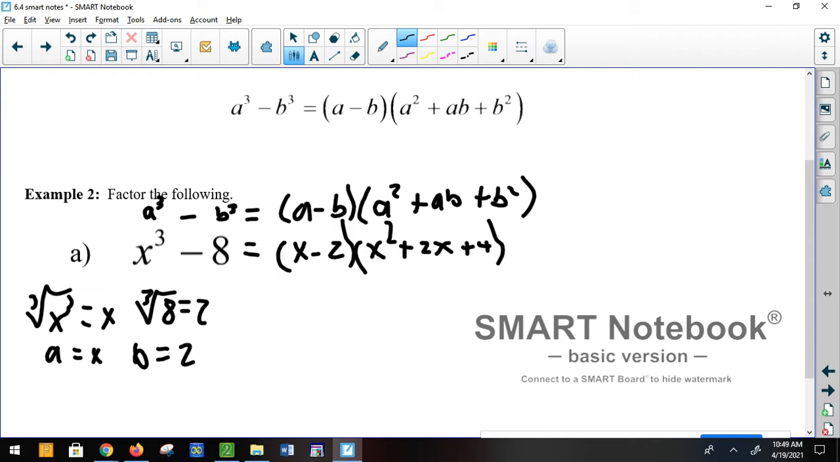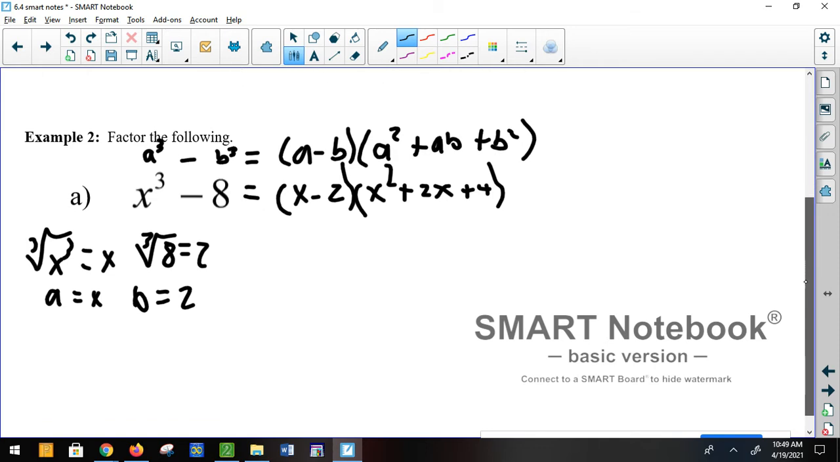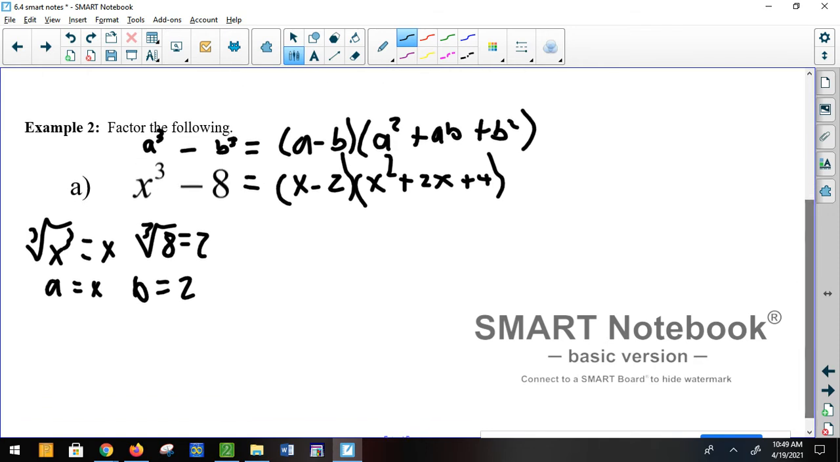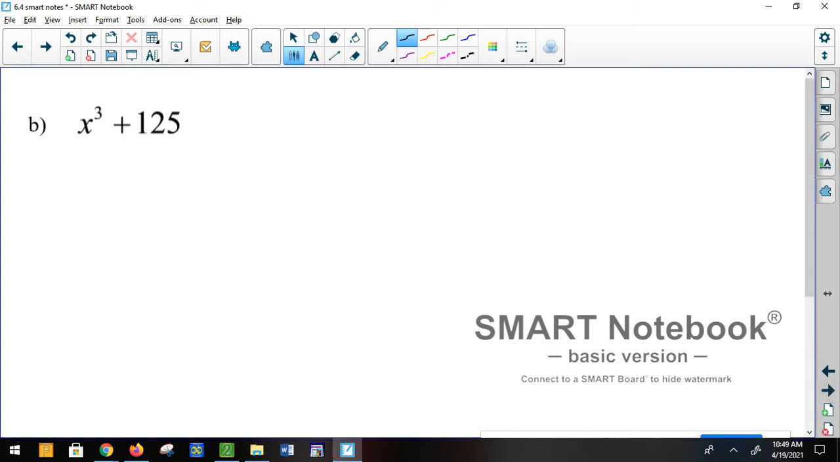You cannot factor further. If you use this formula properly with a sum or difference of cubes, you cannot factor further. This trinomial looks like it could be factorable, but it is not. There's no pair of numbers that multiplies to 4 and adds to 2. It doesn't exist. And it won't exist for any combination that you get.